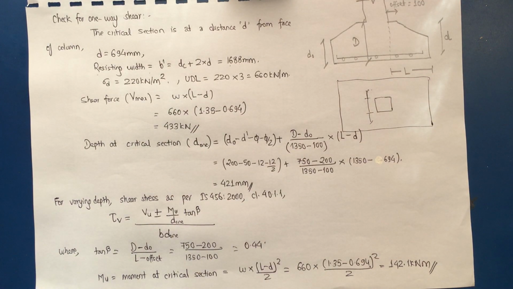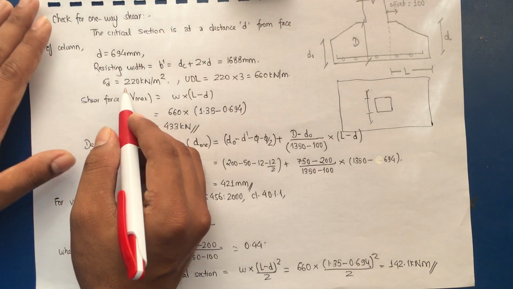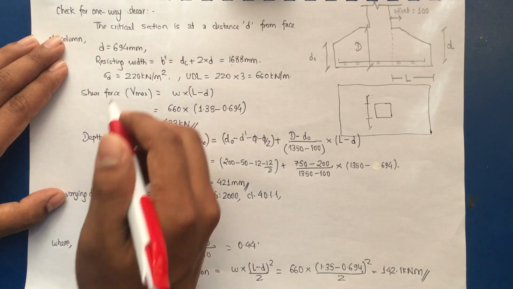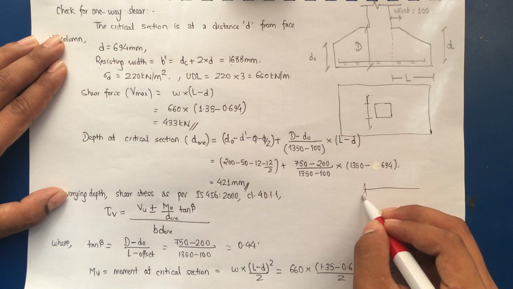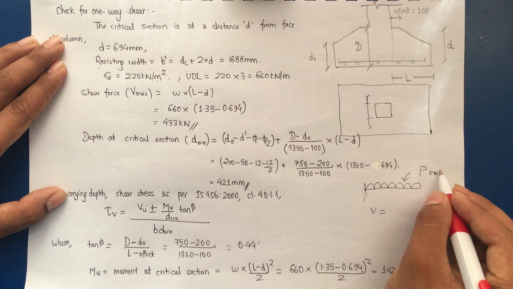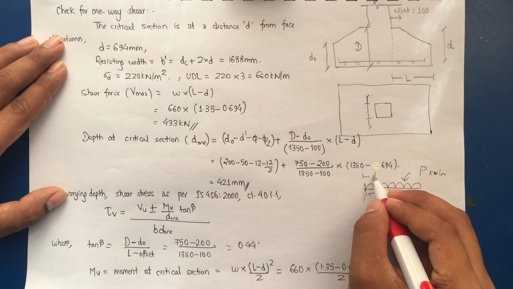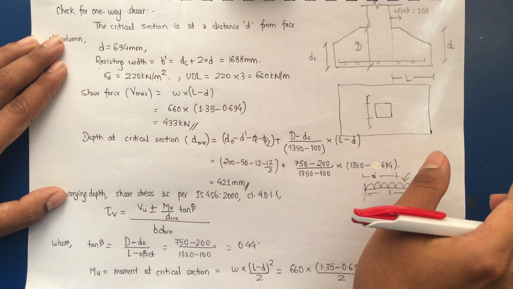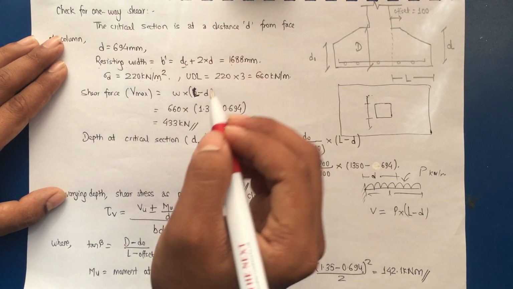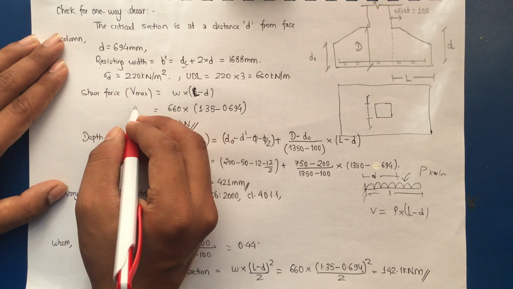As the pressure distribution of soil is uniform, the pressure at any point will be 220. So sigma D at a distance D is 220 kilonewton per meter square. The shear force for a cantilever section, as I have done before: considering P kilonewton per meter and span L, shear force is P into L, and at a distance D it will be P into L minus D. So we are using the same concept: 660 into L, that is the length, 1.35 minus 0.694, so this comes as 433 kilonewton. This is the shear force acting.